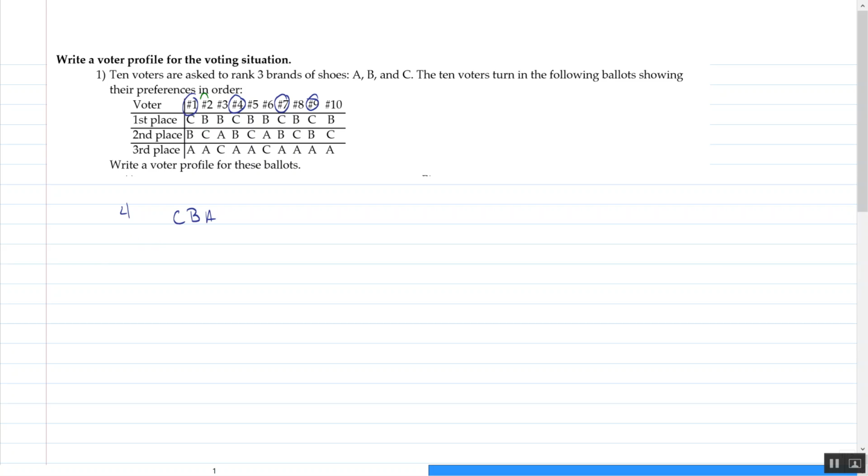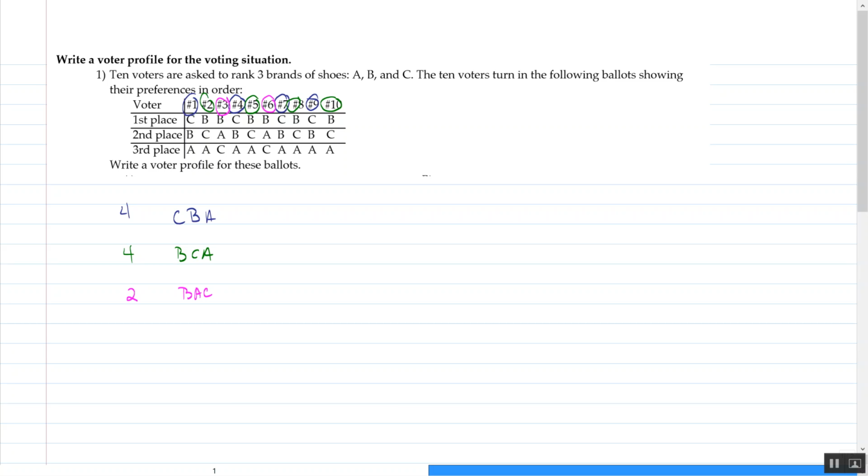So now I'm looking at BCA. Let's see, 5 also did BCA, 8 ranked BCA, and 10 also ranked B, then C, then A. So first, second, and third place. So I have 4 voter preferences for BCA. And now looking at BAC, number 3 did BAC, and number 6 did BAC. So for BAC, I have 2 voters who turned in that preference.